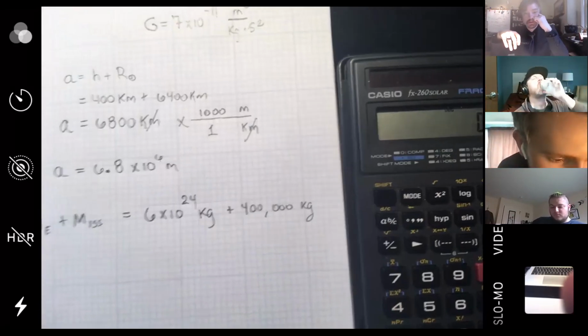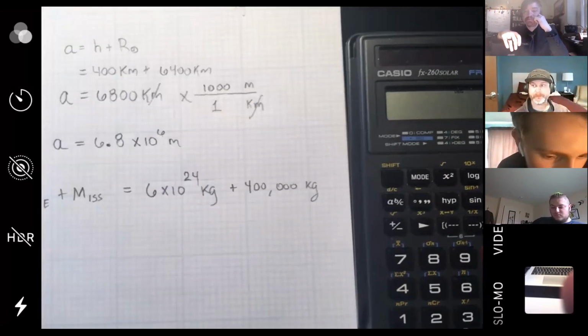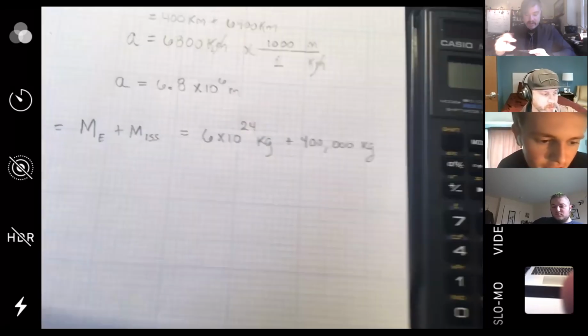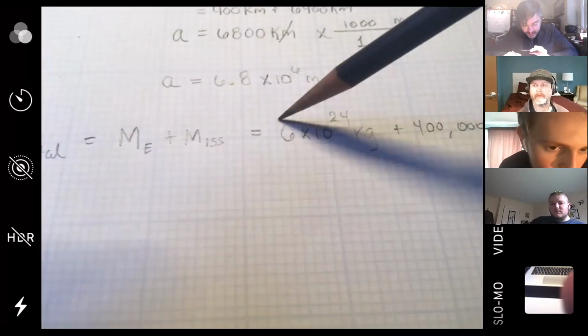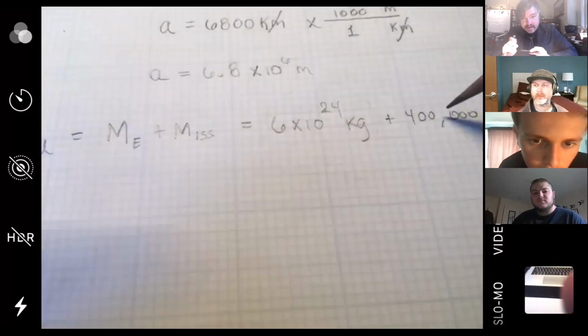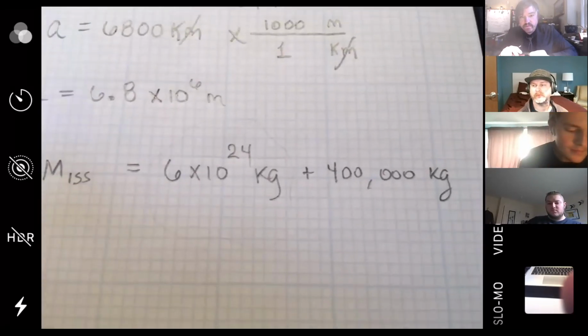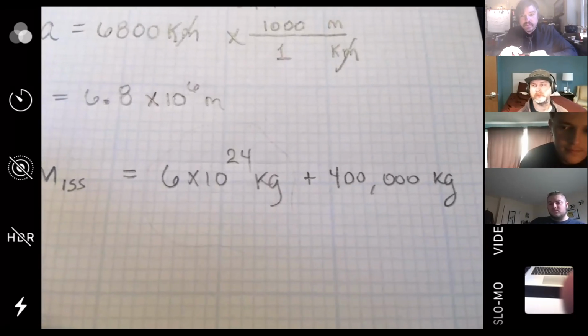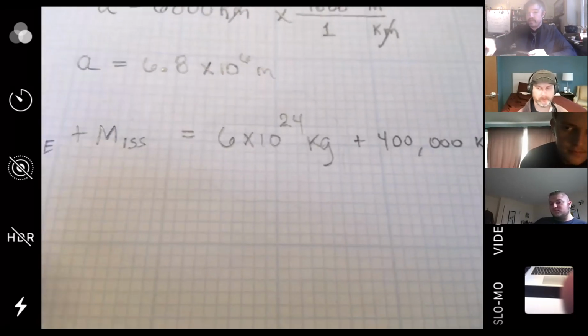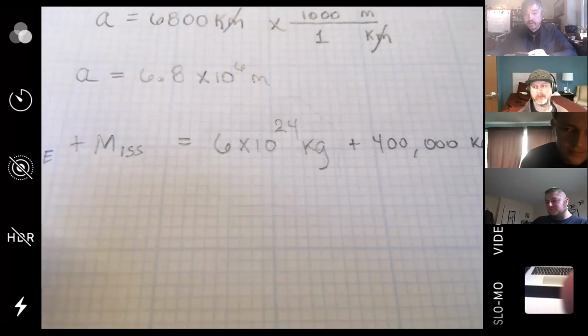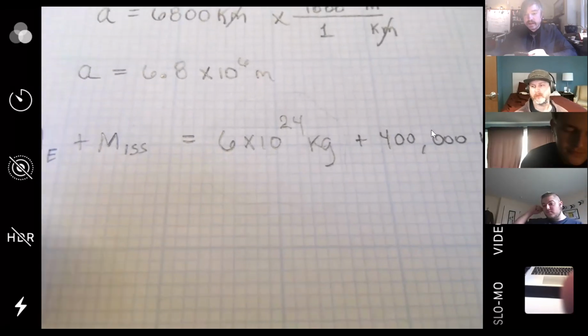I got 6 to the 24th. That's what I got. The mass of Earth. You've got to add the mass of the ISS to it. So is this one of those situations where the mass of Earth is so large compared to the other that it's irrelevant? That's right. Who knew that? Rory. Yeah, Rory, that's right.